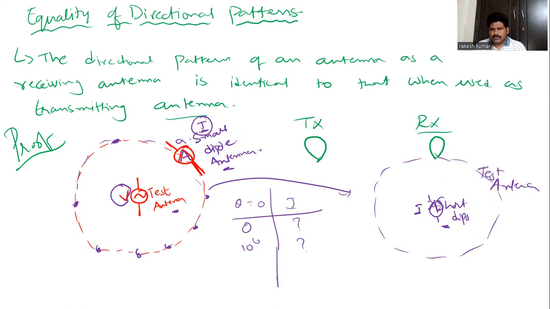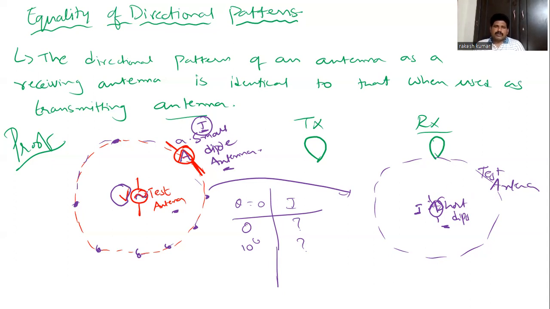But according to the reciprocity theorem, for every location of the dipole antenna, the ratio of V to I is the same as before, obtained for the test antenna as the transmitting end. So thus the radiation pattern, that is, the directional pattern of the receiving antenna, is identical to that of the transmitting antenna. So this is clear.